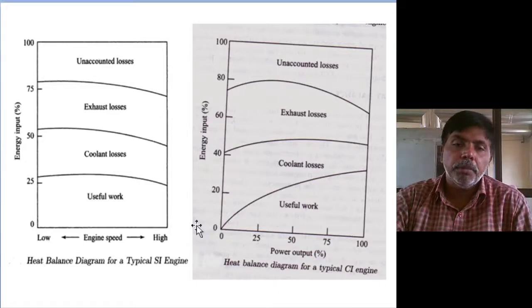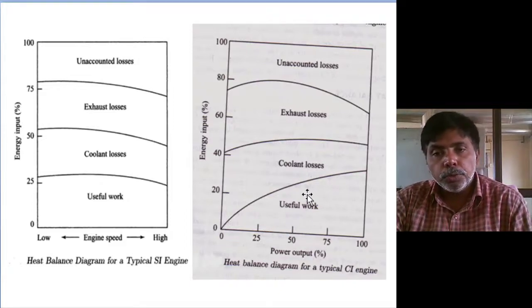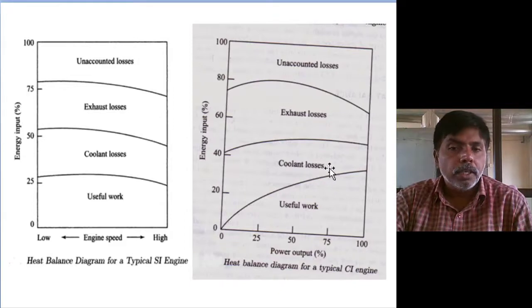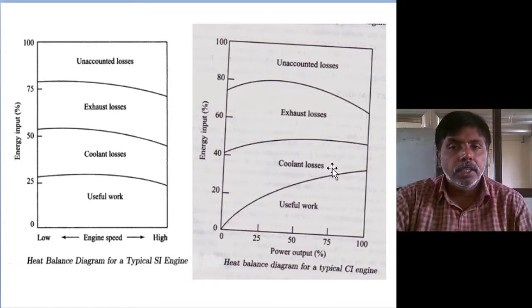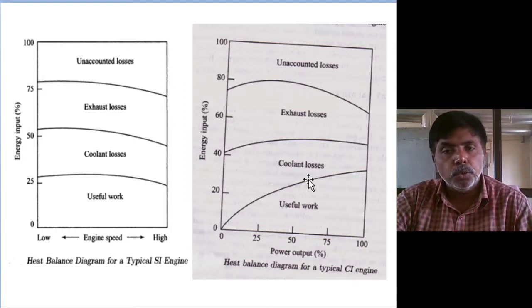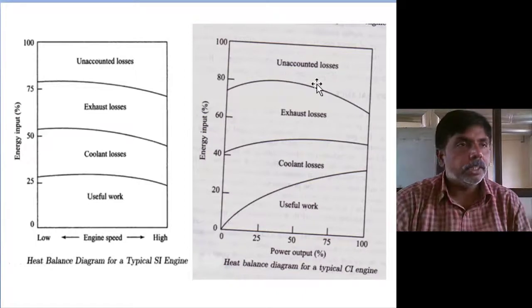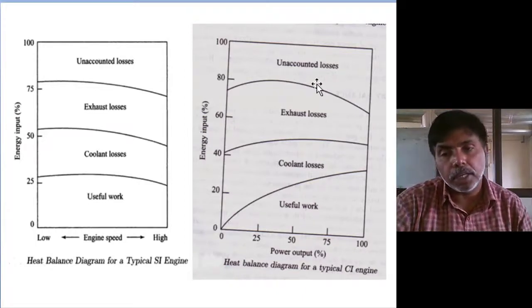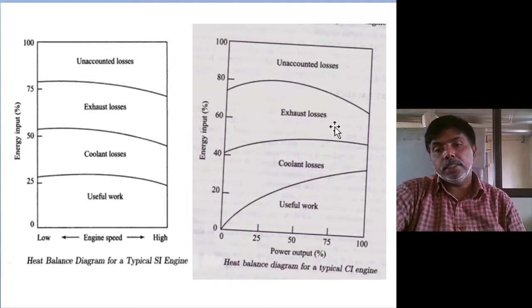So as speed is increasing, useful energy is reducing, unaccounted losses are increasing. Here also, if I am increasing power output, useful work is increasing. Coolant losses are reducing. Why? Because overheat of the engine means we can reduce the knocking tendency. The knocking tendency you are reducing means you are gaining more energy. But unaccounted losses are increasing. Coolant losses are reducing, unaccounted losses are increasing. Why? Because pump speed is increasing, blower speed is increasing, lubricating pump speed is increasing. So energy consumption is increasing. So these are the heat balance sheets of the SI engine and CI engine.